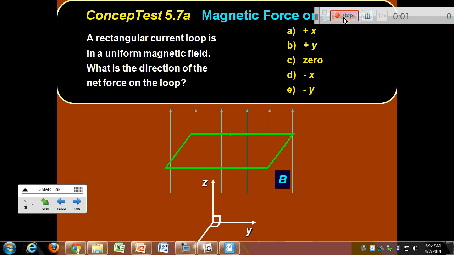All right, what's the direction of the net force on this loop? The net force. And this is a loop, a current loop. You might not be able to see the arrows, but the currents are flowing in these directions. Looking for the net force here. And don't think too hard about it. The net force.